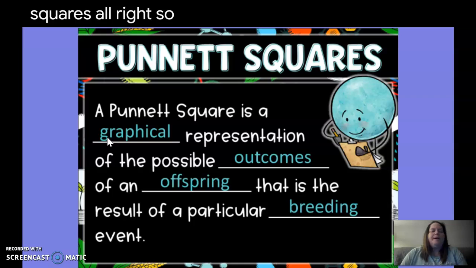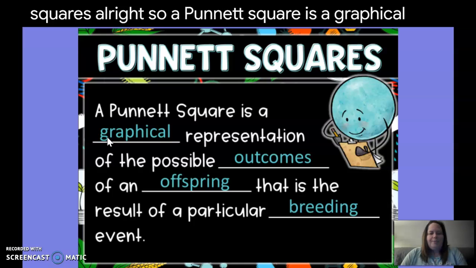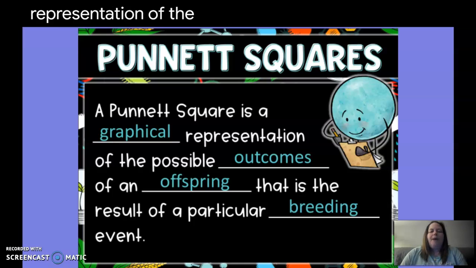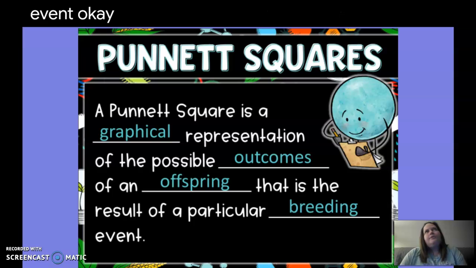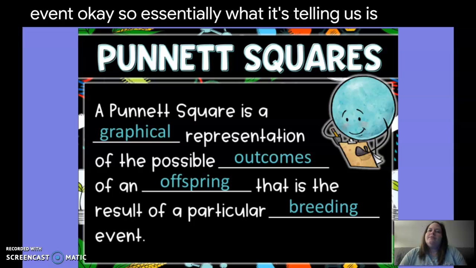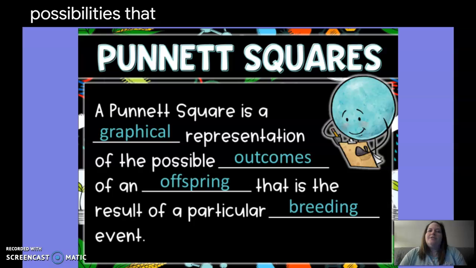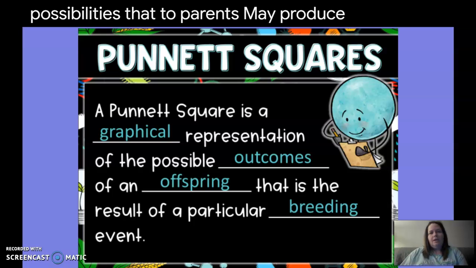All right, so a Punnett square is a graphical representation of the possible outcomes of an offspring that is the result of a particular breeding event, okay? So essentially what it's telling us is all the possibilities that two parents may produce in their offspring.